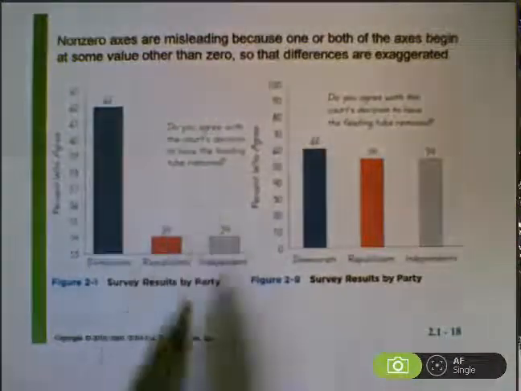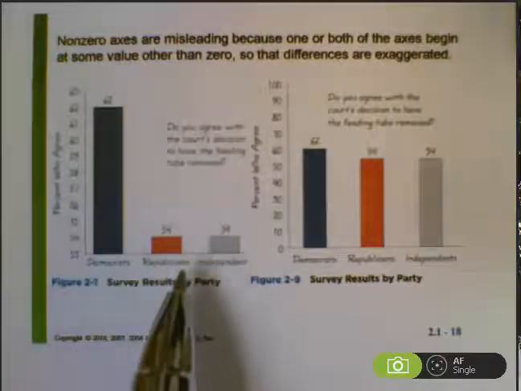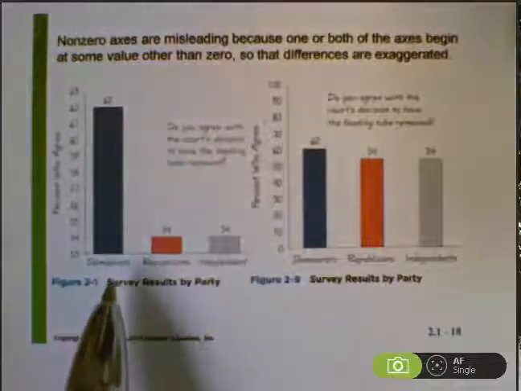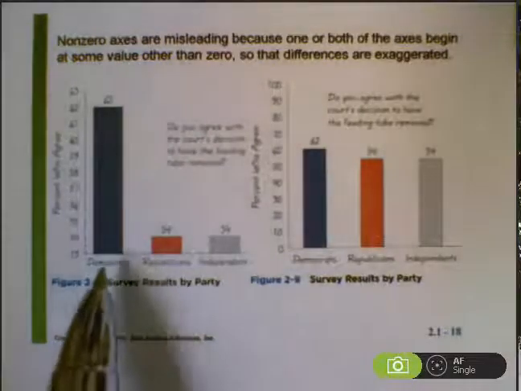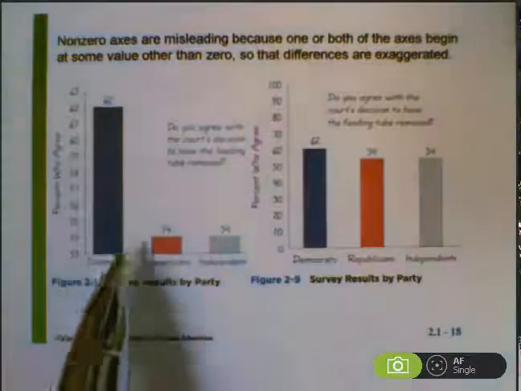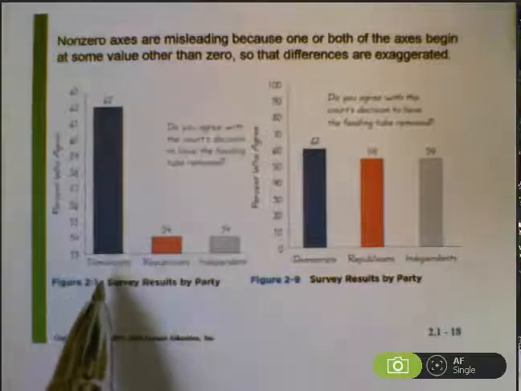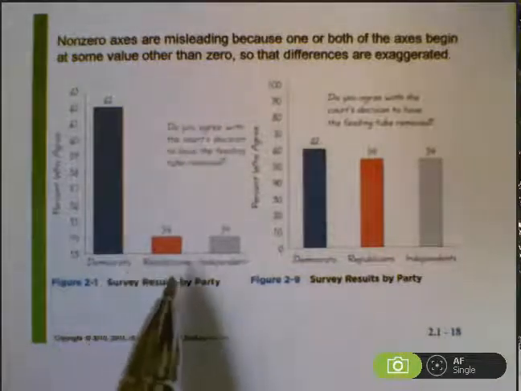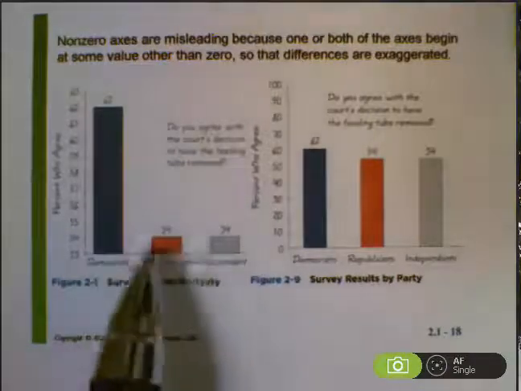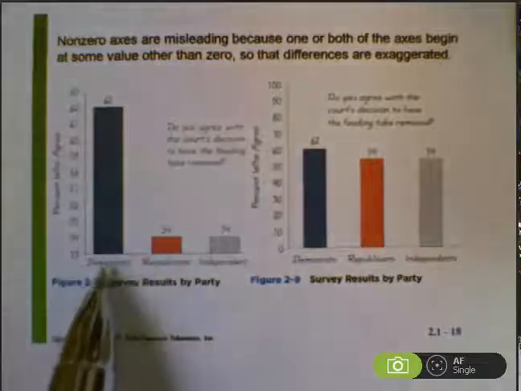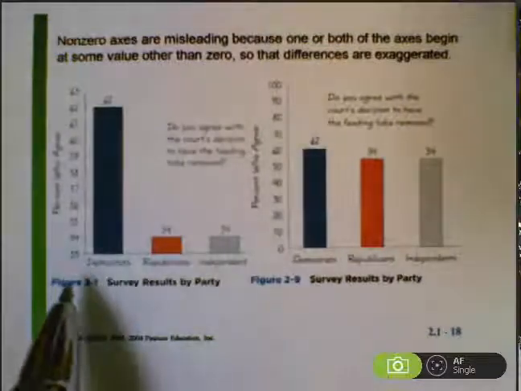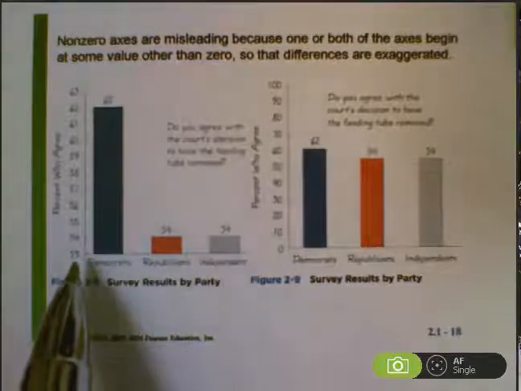But if we look at a graph of Democrats, Republicans, and independents and how they felt about the Supreme Court's decision to allow the feeding tube to be removed, it looks like Democrats agreed overwhelmingly, much more with the Supreme Court's decision than either Republicans or independents. Looks like maybe 6 times as many Democrats agreed with the Supreme Court as did the Republicans. But that's just because your vertical axis doesn't start with zero.